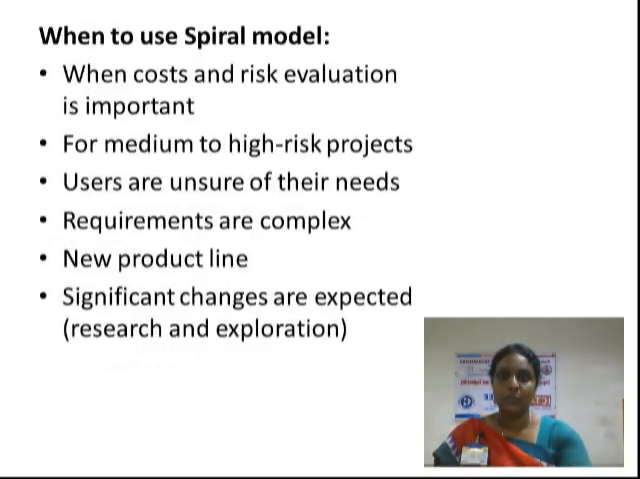Now, when to choose the spiral model? There are some situations, like when cost and risk evaluation is important, you can choose the spiral model. For medium to high risk projects, you can choose this model. When users are unsure of their needs, at that time you can choose this. When requirements are complex, you can choose this model. And when you have a new product line, again you can choose this type of model. And finally, when significant changes are expected, in research and exploration type of projects, during that phase also you can choose this spiral model.